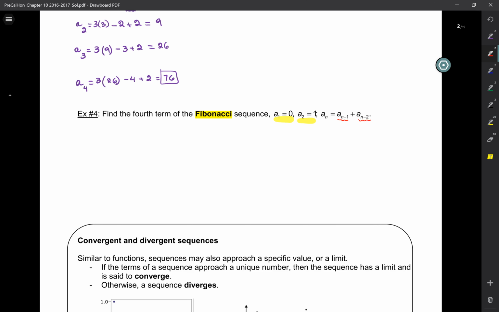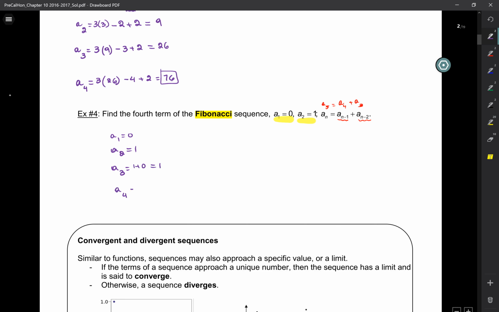So basically, if you want to find element number 5, then you have to take the number that came right before it plus the one that came right before that and add them to each other. So basically, each element is the sum of the previous two that come before it. Okay? So it says find the fourth term. All right. Well, A1 is 0. A2 is 1. Now, A3 is the previous two numbers added to each other.